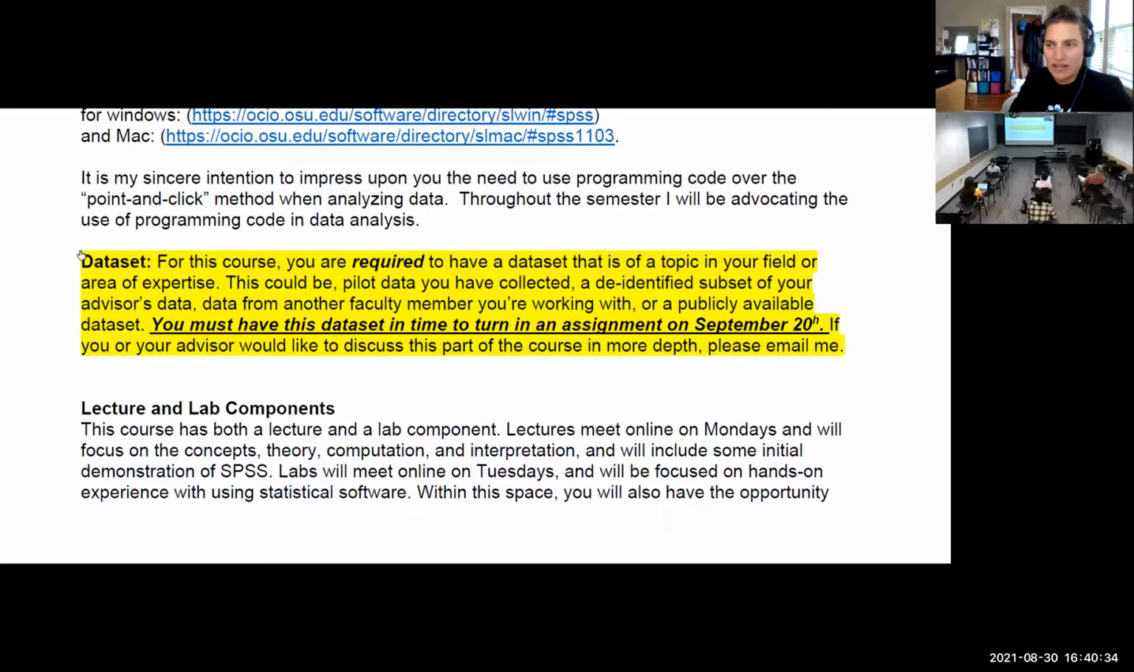Next, you'll see that this is highlighted. For this course, you are required to have a data set that's of a topic in your field or area of expertise, the field or area of expertise that you are growing and that you are interested in. So maybe it's pilot data you've collected, maybe it's a de-identified subset of your advisor's data, something like that. You must have this data set in time to turn in an assignment. I believe the date is September 20th. That seems early. It's on my other form.